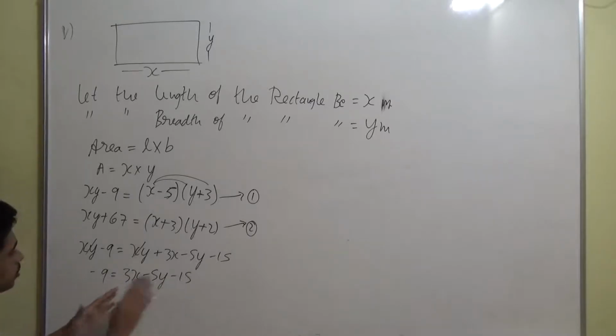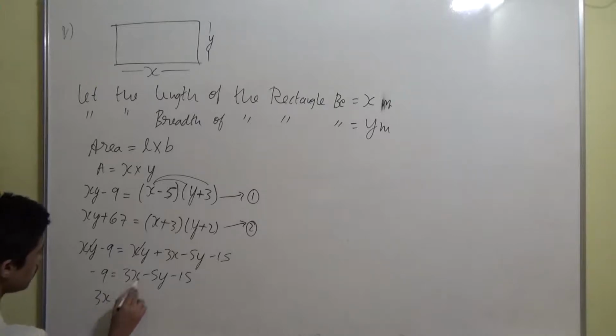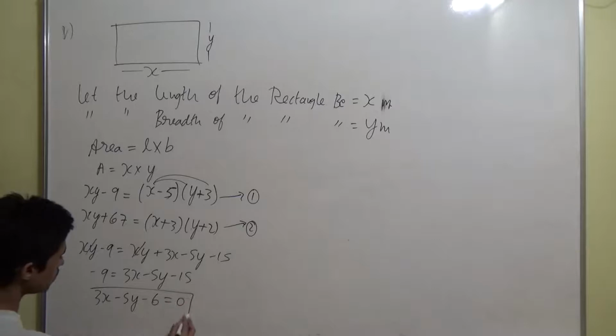So I'll bring this 9 also to one side and let's keep 0 on one side. So let's bring all terms to one side. Minus 15, when minus 9 comes this side, it becomes plus 9. Minus 15 plus 9 becomes minus 6, equal to 0. So we brought everything to one side and equated the other side to 0. This is equation 1, guys.